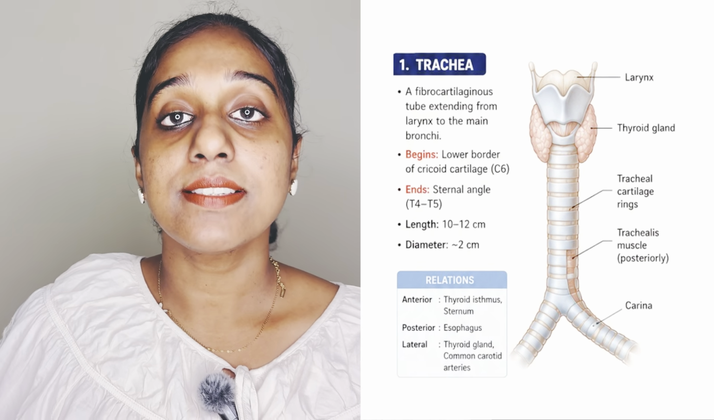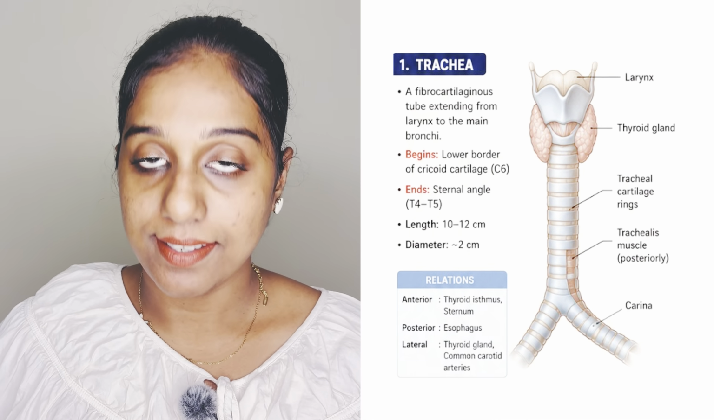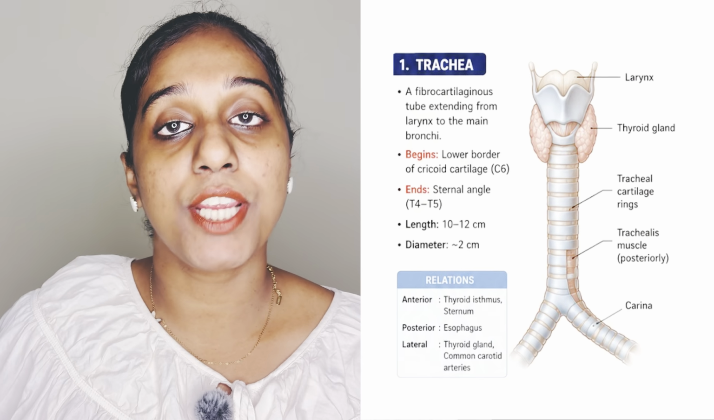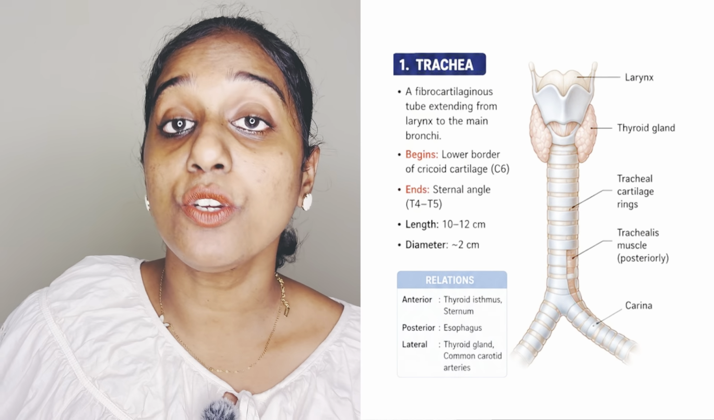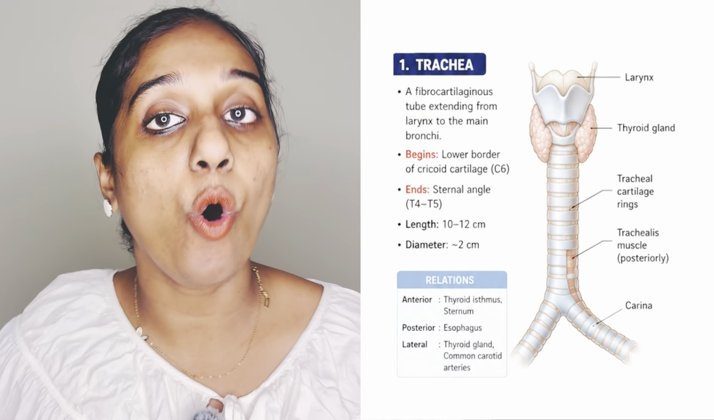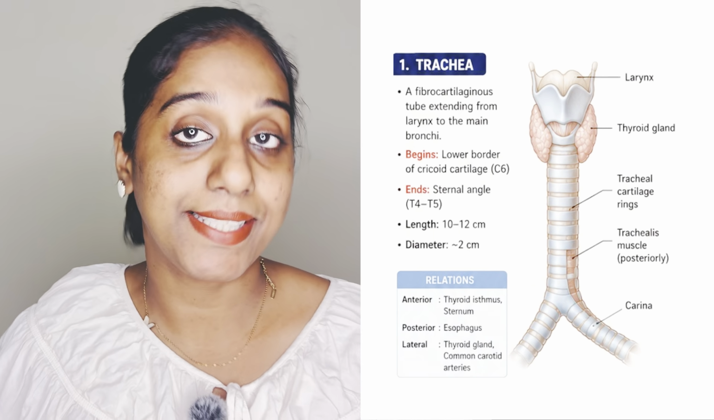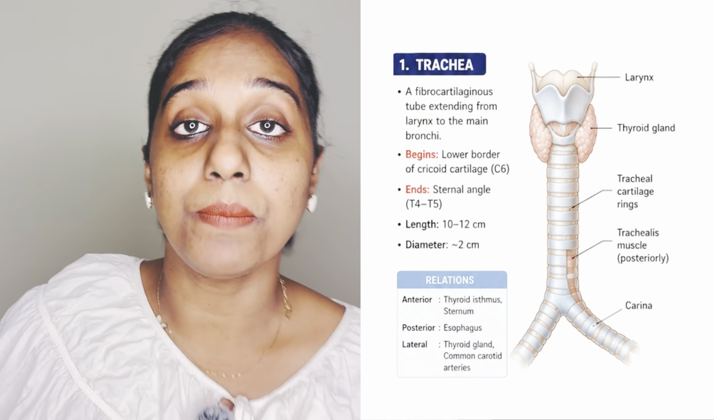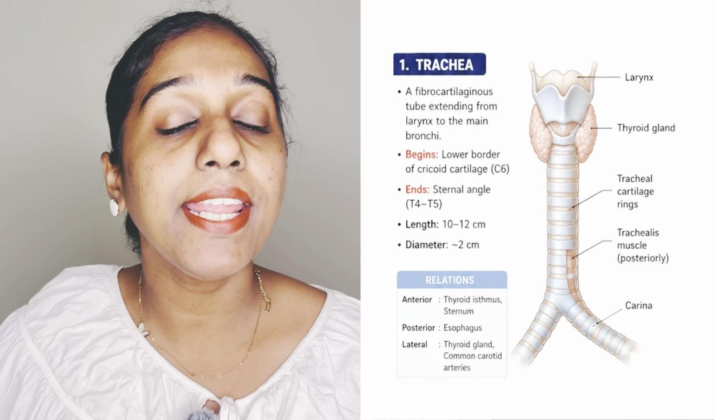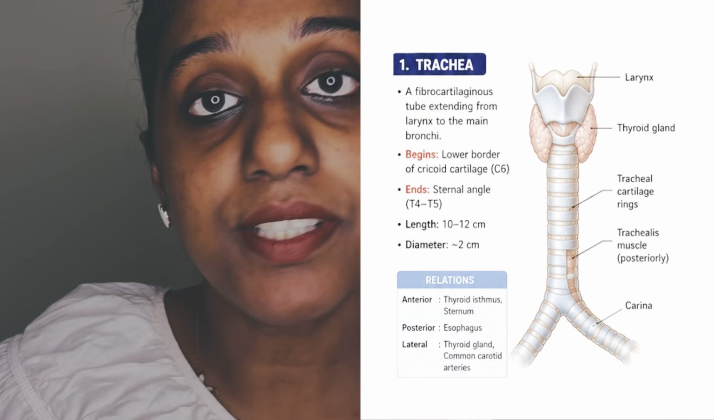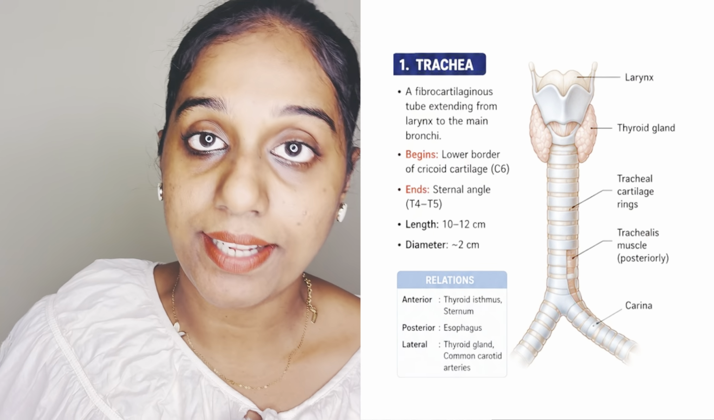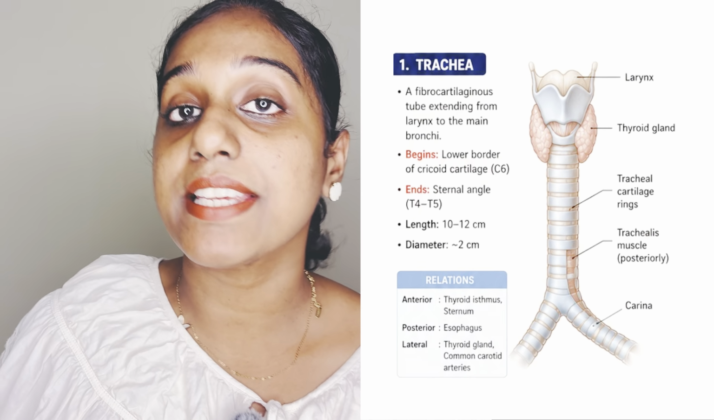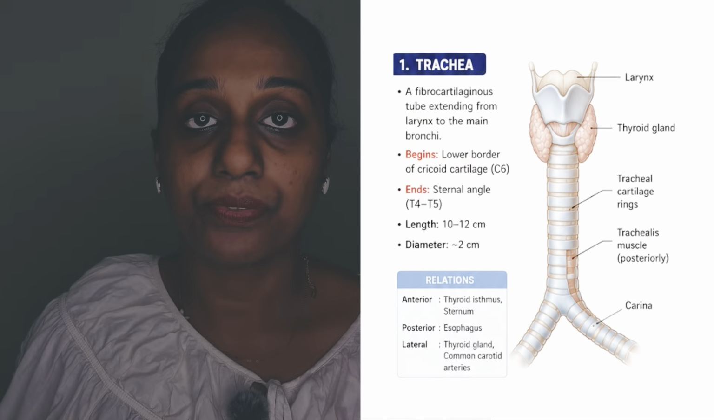Features: it consists of cartilaginous rings, that is 16 to 20 C-shaped cartilaginous rings, which help to protect and maintain the airway open. Also, trachealis muscle. There is a piece of smooth muscle connecting the ends of incomplete cartilaginous rings. Functions are: it narrows the trachea during coughing and allows expansion of the esophagus during swallowing.